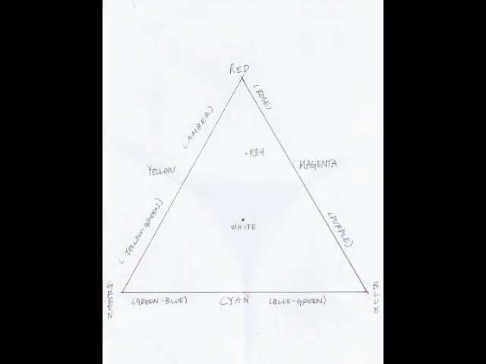So we can plot that on the chromaticity diagram as being related to that red point on the triangle, but moving in towards the white center. So I've plotted it here about halfway in between saturated red and the white point in the middle.